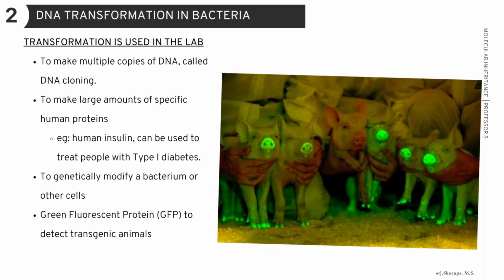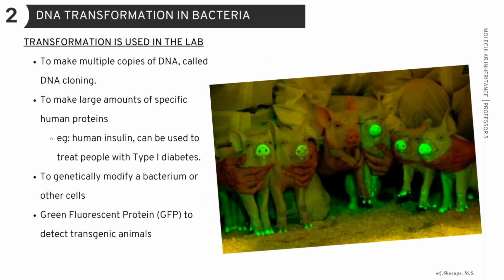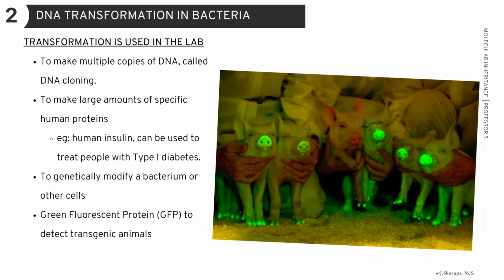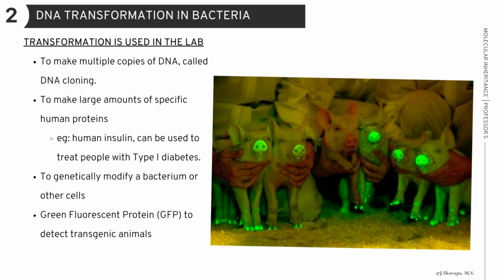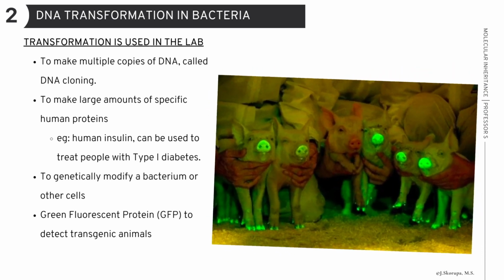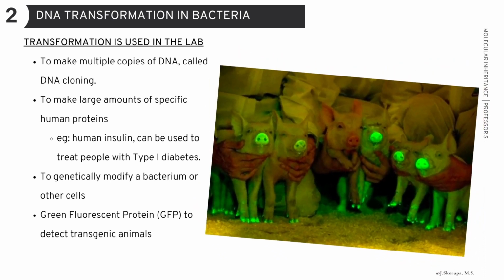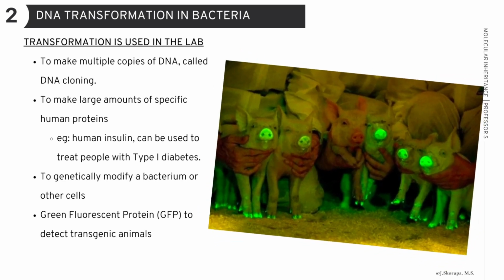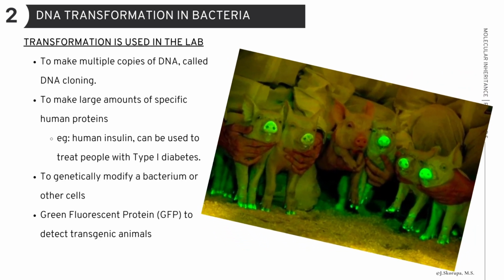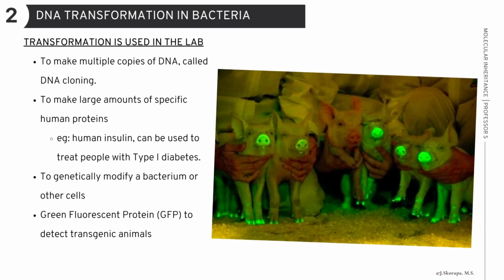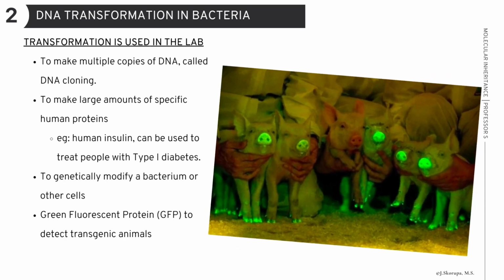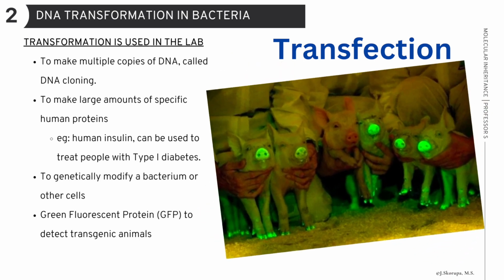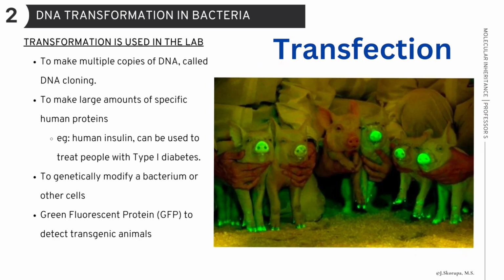So, transformation can be used to genetically modify a bacterium or other cells. Here's a cute example. These pigs were genetically modified with green fluorescent protein, GFP. This gene originally comes from jellyfish, but it's used to help detect transgenic animals. This lets scientists know that transformation was successful. Actually, if transformation is in animal cells, it's called transfection, but it's a similar concept.